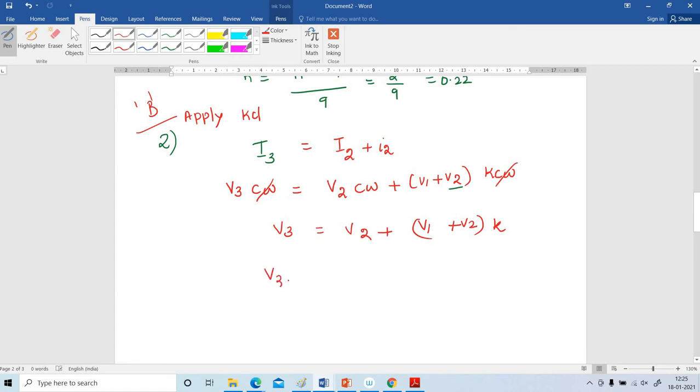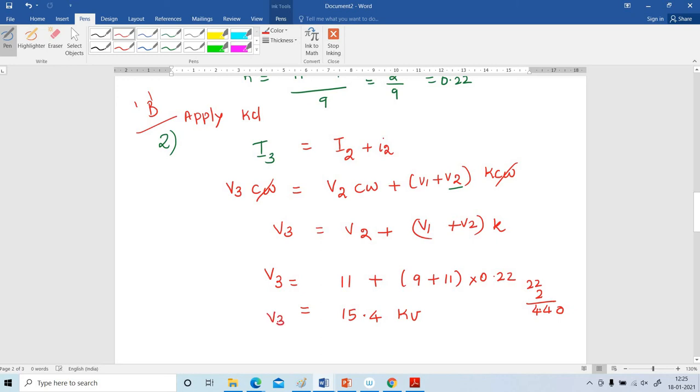So V3 voltage is the unknown voltage. What is V2? 11. What is V1? 9. V2 11. So 20 into 0.22 is 4.4. The value is 15.4 kV.